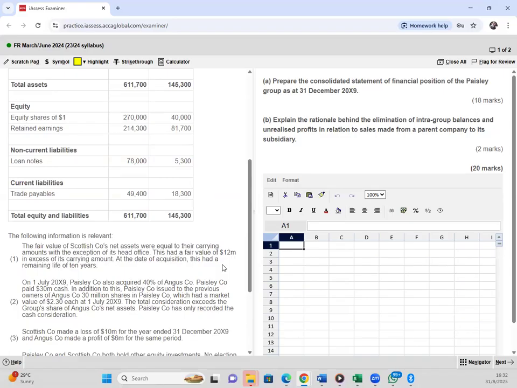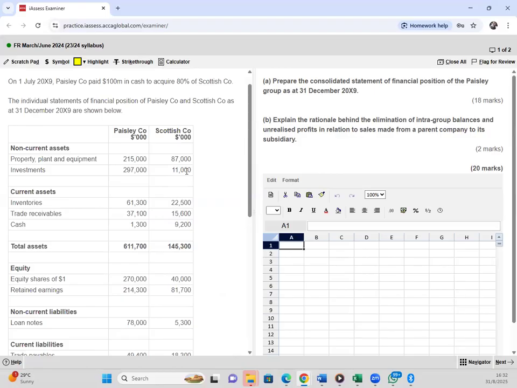On 1 January 20X9, Paisley Company paid 100 million in cash to acquire 80% of Scottish Company. The individual financial statements for Paisley Company and Scottish Company at 31 December are as follows. So we have Paisley acquiring Scottish, in order for them to form a group. If it's 80%, this gives Paisley the right to call themselves a parent. Let's move on. Besides that, what else are we told?